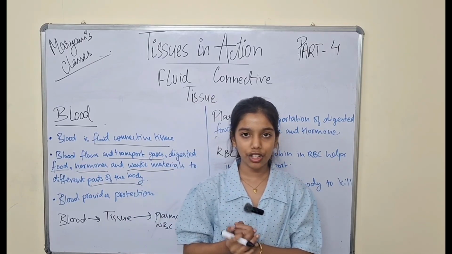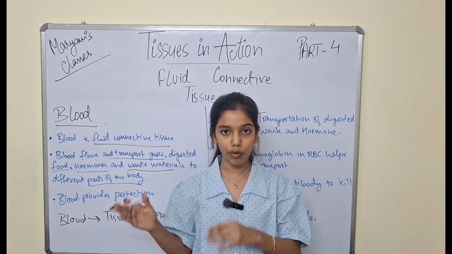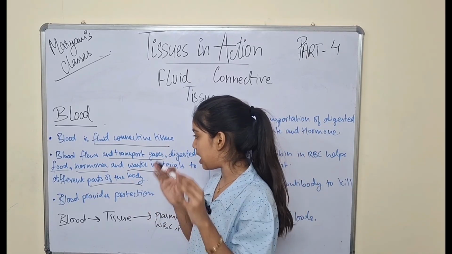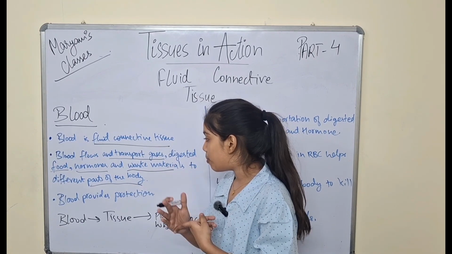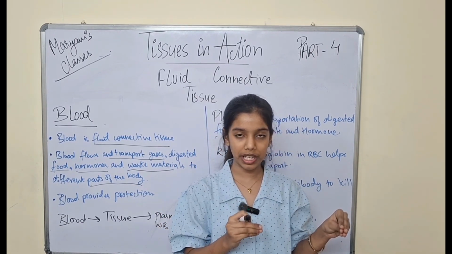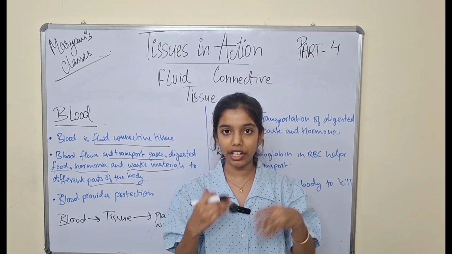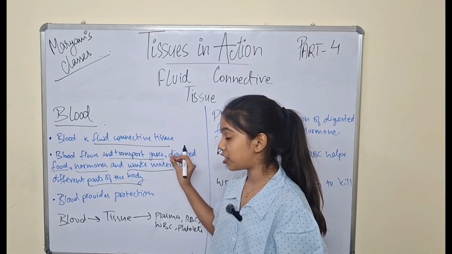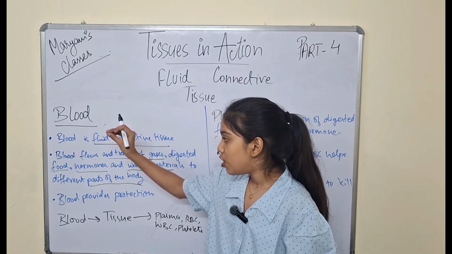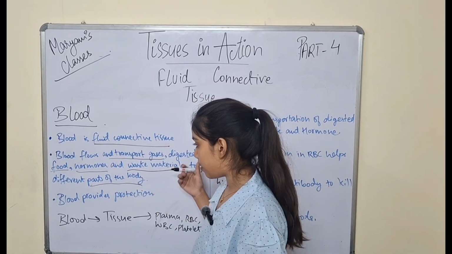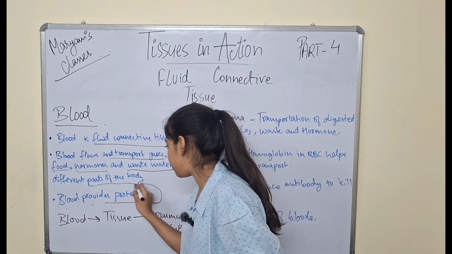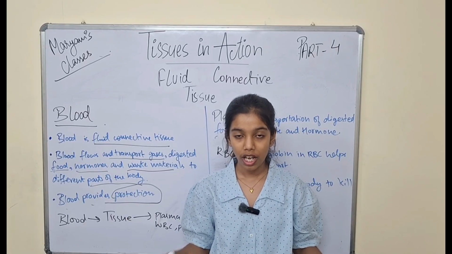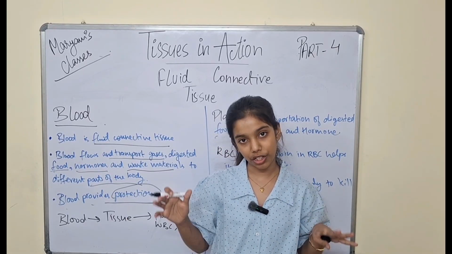So what is the work of blood? Blood is a fluid connective tissue which flows and transports gases, digested food, hormones and waste materials, and this waste material goes to the kidney, which then refreshes it. So all this transportation is due to blood. Blood also provides protection. When blood flows, it provides protection to our whole body.